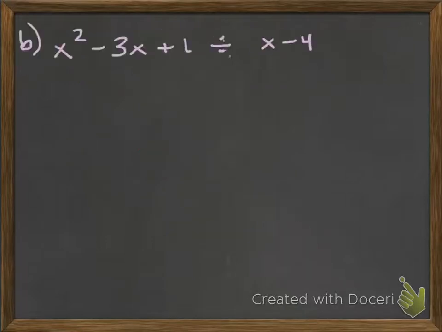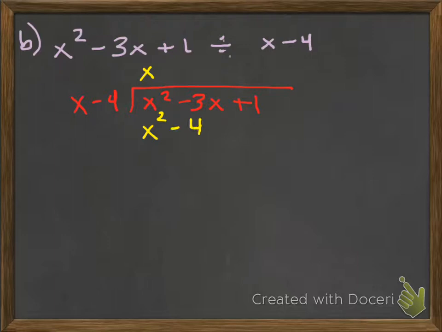Okay, let's try another one. It's written a little bit differently, but it implies the same thing. I want you to divide x squared minus 3x plus 1 by x minus 4. So my x minus 4 is on the outside, and the x squared minus 3x plus 1 is underneath. Again, we start by saying, x times what would give me x squared? The answer is x. Then I multiply it back, so x times x is x squared, and x times negative 4 is minus 4x. Now I subtract the entire quantity.